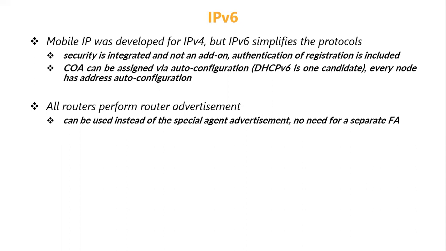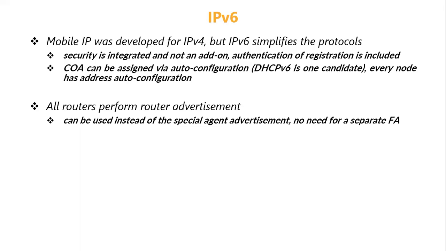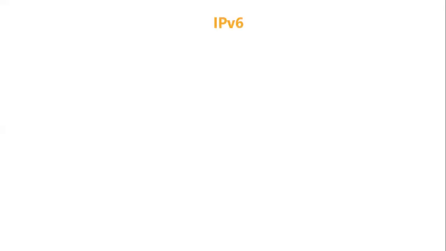So the nodes have the auto configuration facility, and every node can perform routing advertisement by themselves. So there is no need for a separate FA which sends a beacon signal, after which the mobile node will register. Such operations are not required in IP version 6, but they are part of IP version 4. These are some of the main features of IP version 6.